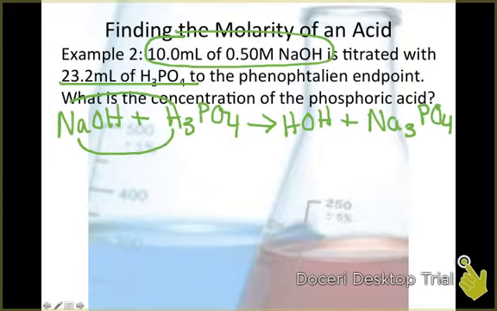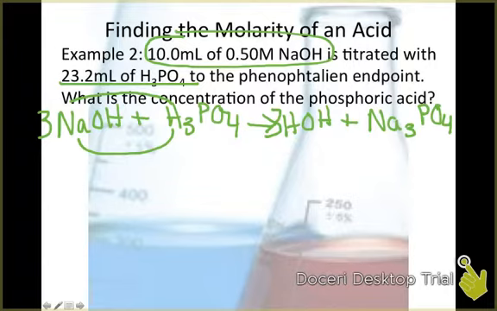So is this balanced? No. So now we have to go through and balance it. So if we have 3 sodiums on the right, we need 3 on the left, which then increases my hydroxide. So now I need 3 hydroxides on the right, so I add a 3 right here. So now I have 3 sodiums on the left, 3 sodiums on the right, 3 hydroxides on the left, 3 hydroxides on the right, 3 hydrogens on the left, 3 hydrogens on the right, and then 1 phosphate, 1 phosphate.